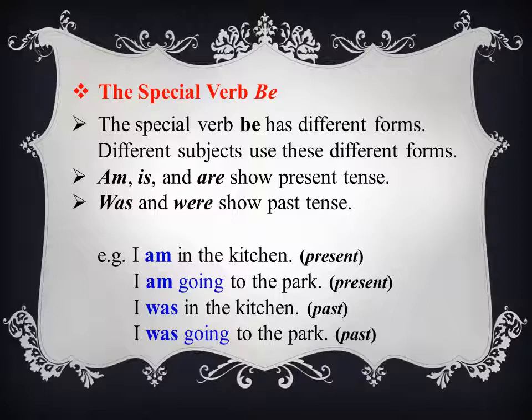Pay attention, guys. Verb be can come alone in the sentence as in I am in the kitchen, or it can precede a main verb as in I am going to the park. It is preceding the main verb go. I was in the kitchen. It's in the past. The verb be is was over here. I was going to the park. Again in the past.